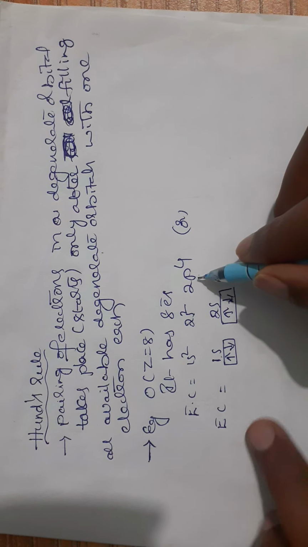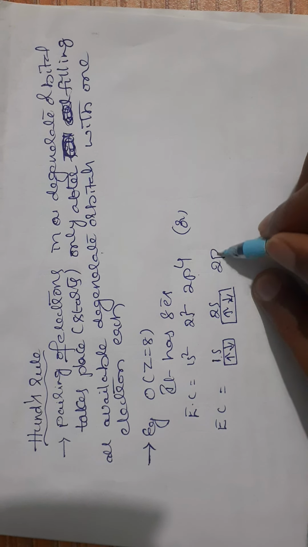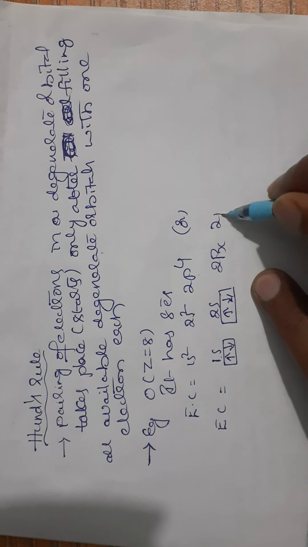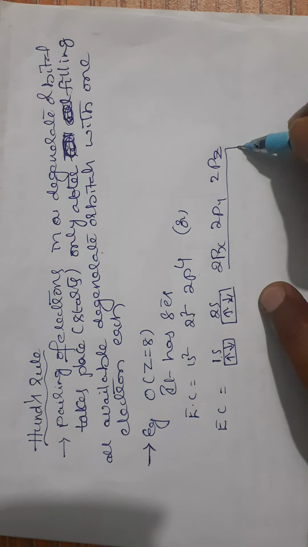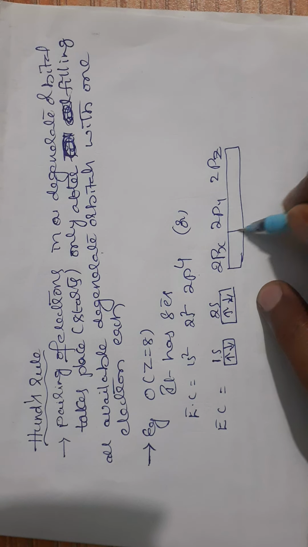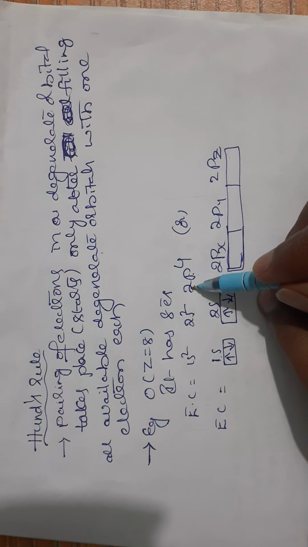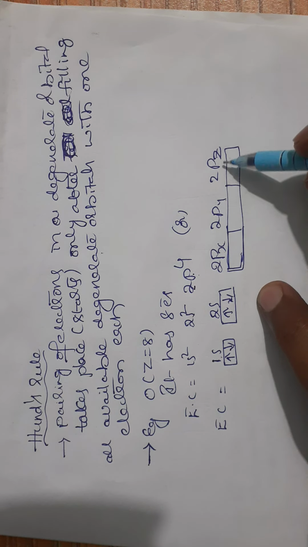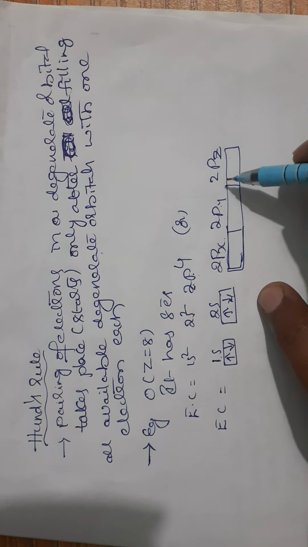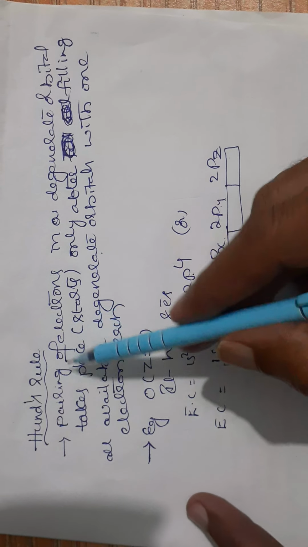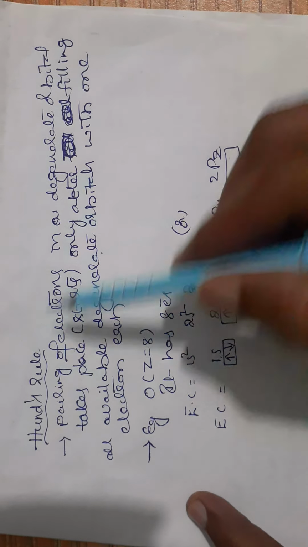But 2p, p is a degenerate orbital. So this subshell has 3 p orbitals: 2px, 2py, 2pz. These three have the same energy level, so they are called degenerate orbitals. The subshell p present in the second shell has 3 orbitals px, py, pz, written as 2px, 2py, 2pz. How degenerate orbitals are filled with electrons can be explained by Hund's rule.